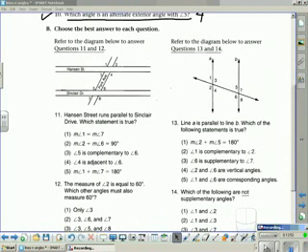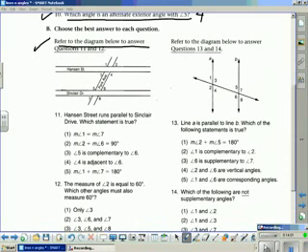On the GED test, they're going to ask you to take your knowledge of geometry and angle relationships to answer word problems. The word problems often refer to diagrams. So first, before you even look at the question, let's take a look at the diagram. We're going to answer questions 11 and 12 based on this diagram.